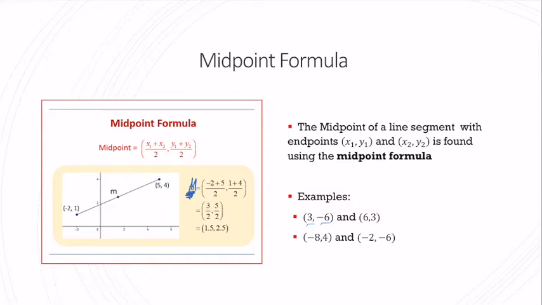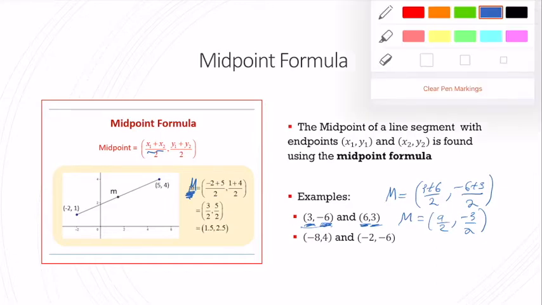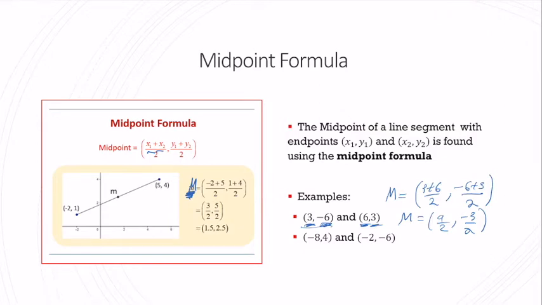So I'm going to say capital M equals my x values, and it doesn't matter which is x1 and which is x2. I just have to add my x values, 3 plus 6 divided by 2. And I have to add my y values, negative 6 plus 3 divided by 2. That means my midpoint for this first example is going to be 9 halves, negative 3 halves. And that's okay, I can graph rational numbers on our number line. Remember, our number line is the real number line, so it has all rational numbers, all irrational numbers. We can graph them all.